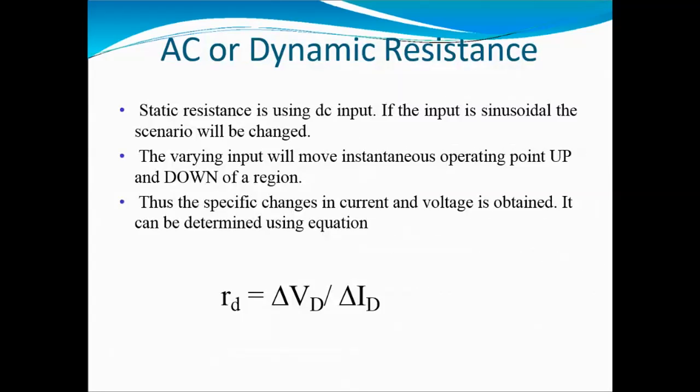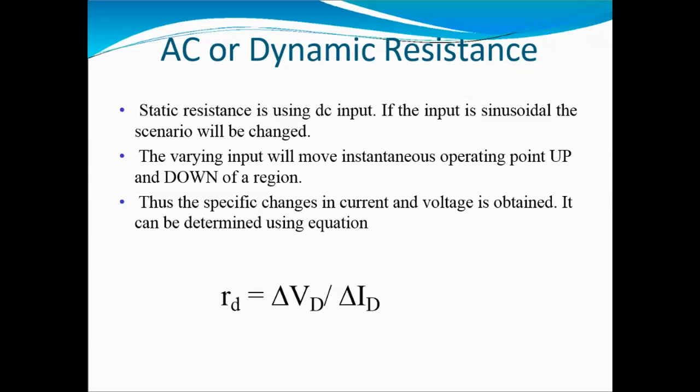Next, AC or dynamic resistance. First of all, you should understand what dynamic resistance or AC resistance is. That means it will always change. DC resistance means the resistance value will change according to our requirement, but in the case of static, that is not possible because it is constant. So here static resistance uses a DC input.